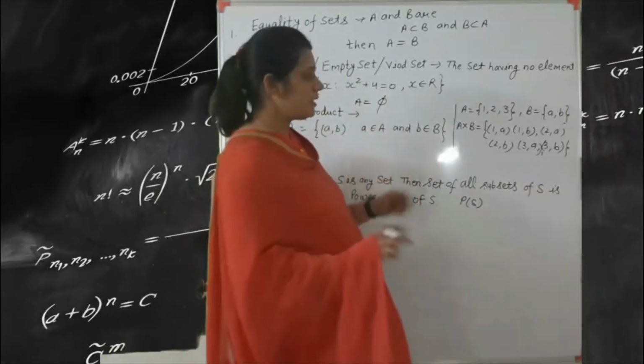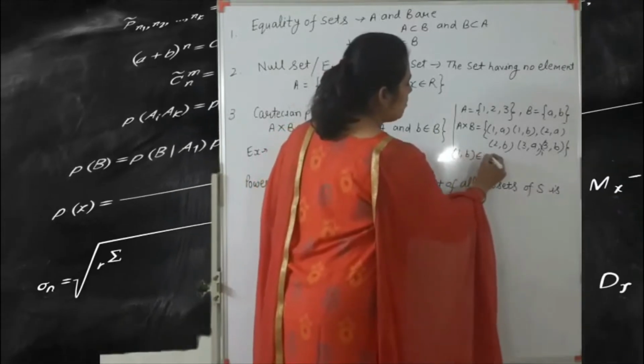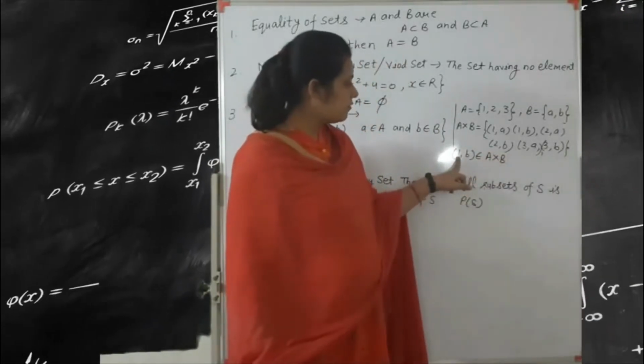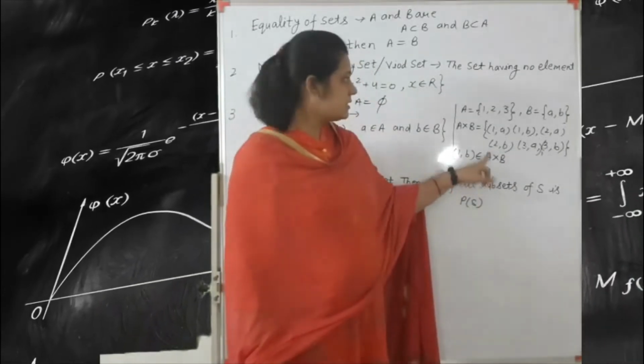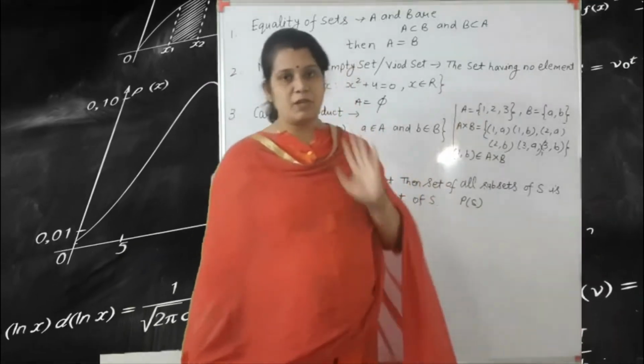For example, 1 comma B belongs to A cross B. Yes, exactly, because 1 belongs to capital A, and B belongs to capital B.